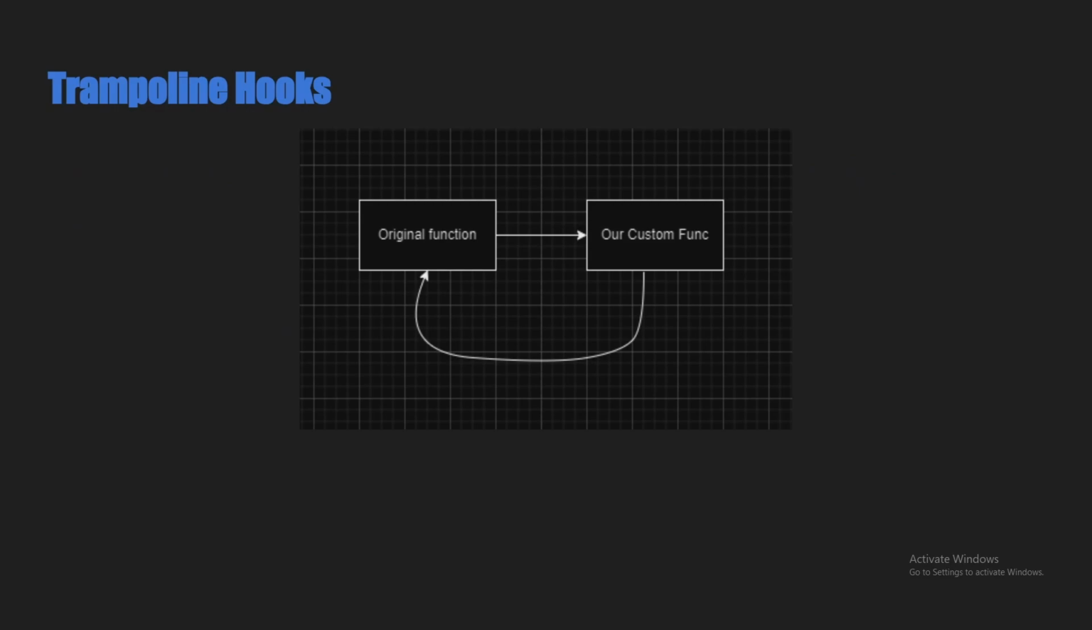So starting off with trampoline hooks, a very simple diagram, nothing too complex. Basically, in the original function that we want to hook, we're going to place a hook and go to our custom function, and then from our custom function we're going to jump back to the original function. On our way back to the original function, this is going to come in the form of a code cave. So we're going to have three jumps: one from the original function, one from our custom function to a code cave, and the code cave is then going to jump back to the original function.